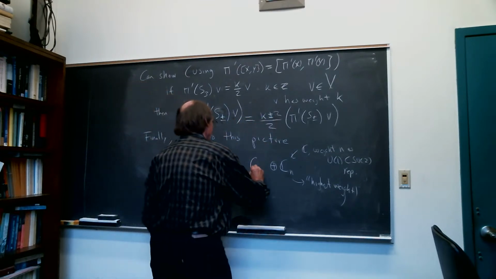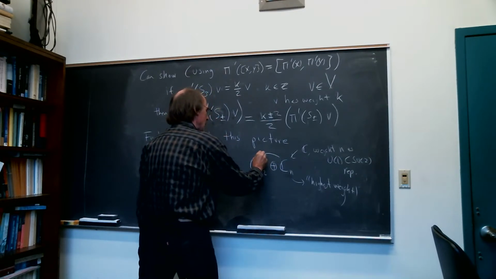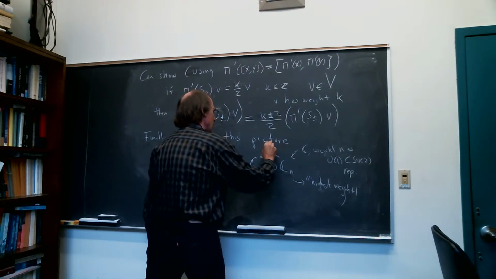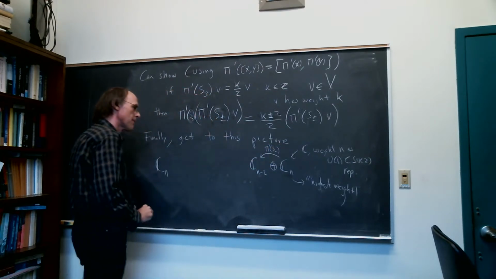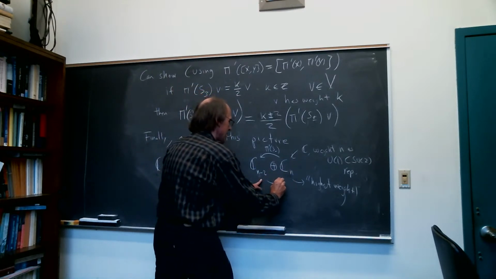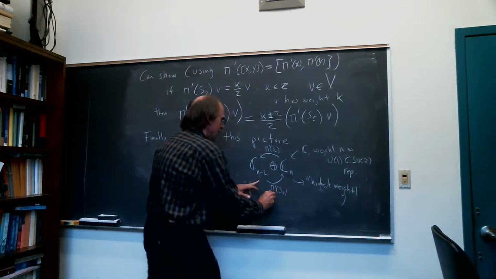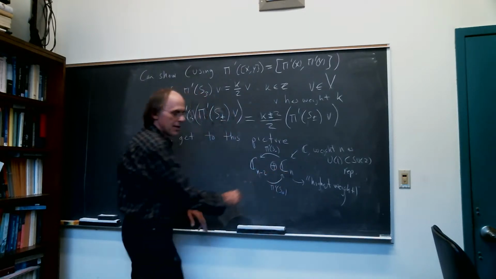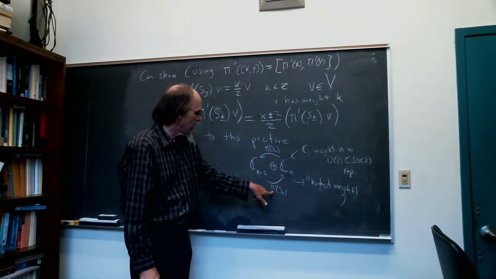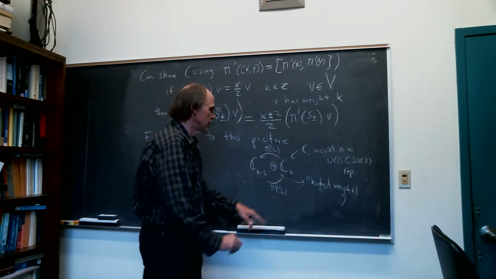So you're going to have a C n minus 2, and you're going to have some linear map from here to here, which is pi of s minus, pi prime of s minus. Okay. And then you're going to find also that pi prime of s plus takes things in here, things in here. And if you have a highest weight vector, and you apply pi prime of s plus to this guy, you're going to get 0.